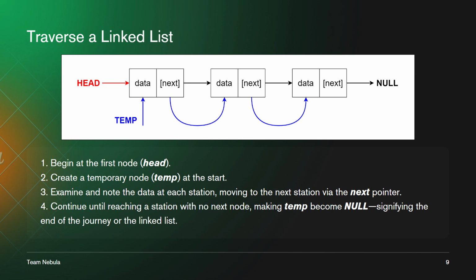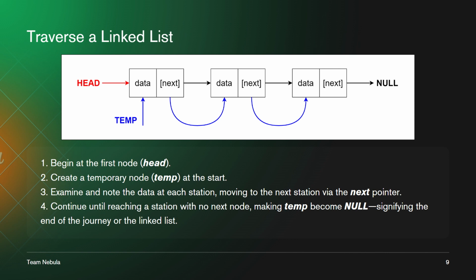Let's understand how to traverse or move through a linked list. Imagine you have a train of nodes, each carrying a number. To see all the numbers, you need to walk through the entire train, right? So traversing a linked list is just like that. Here's how it works. We start at the first node, which is called head. This is like the starting station of our journey. We create a temporary node, let's call it temp, and make it point to the same station where the head points. So our journey starts at the beginning.